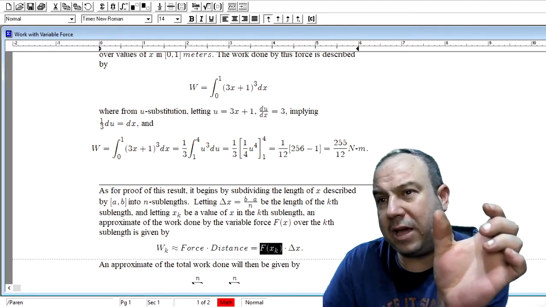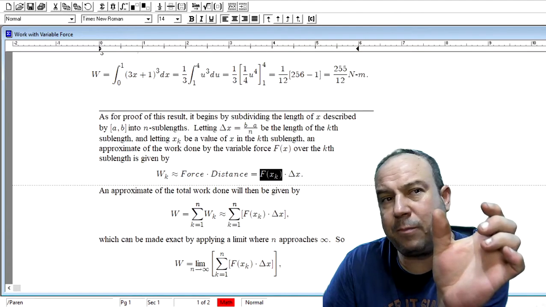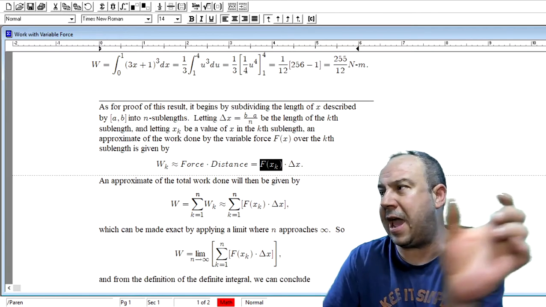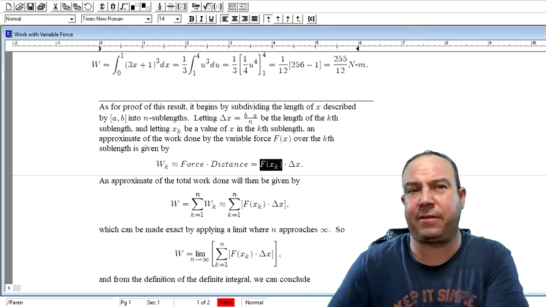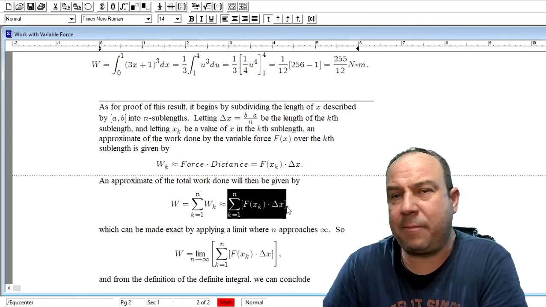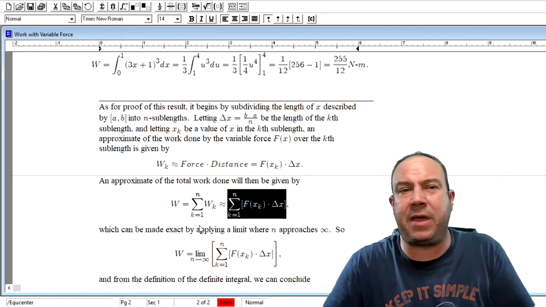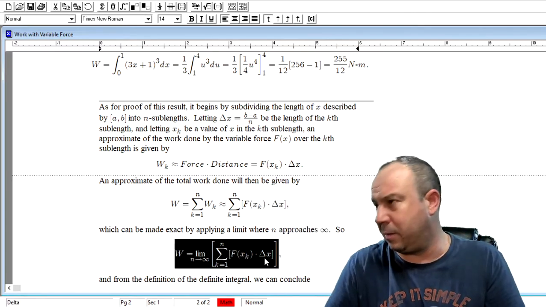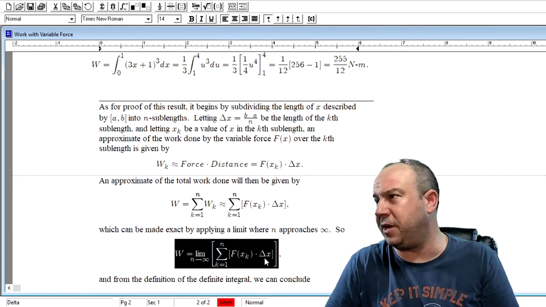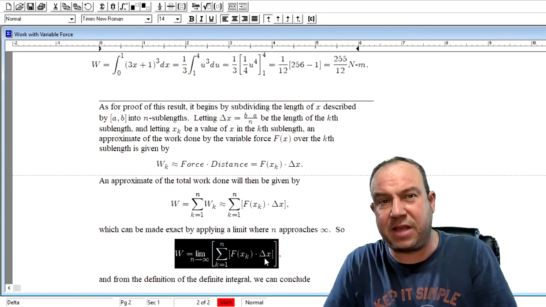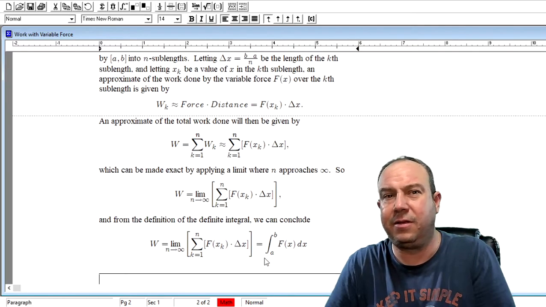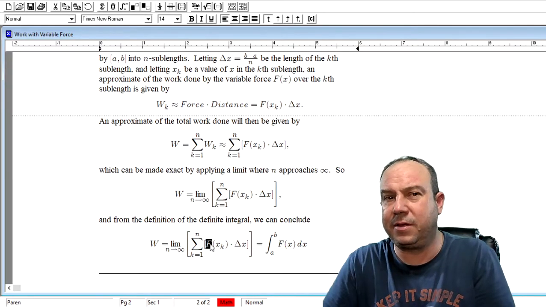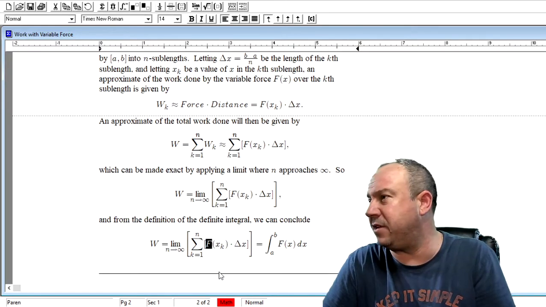Now, as always in these proofs, if I want to approximate the total work done, I add them up for all the subintervals of length. That's what we see happening here. To make that exact, we apply a limit as n approaches infinity, and we obtain this exact calculation seen here.